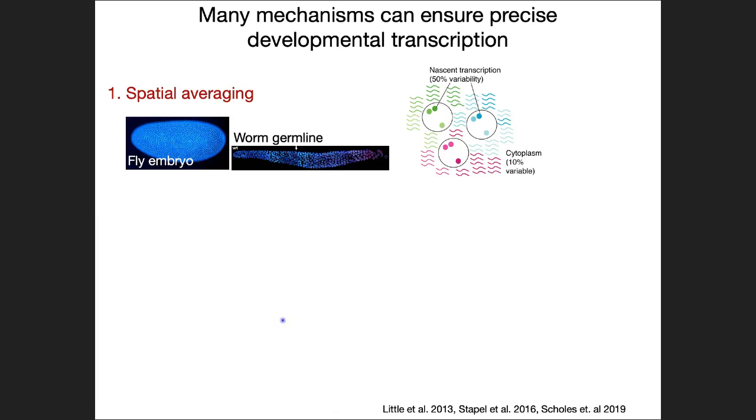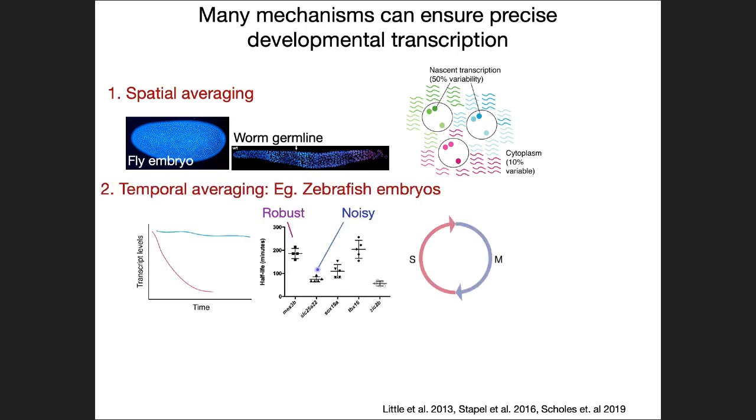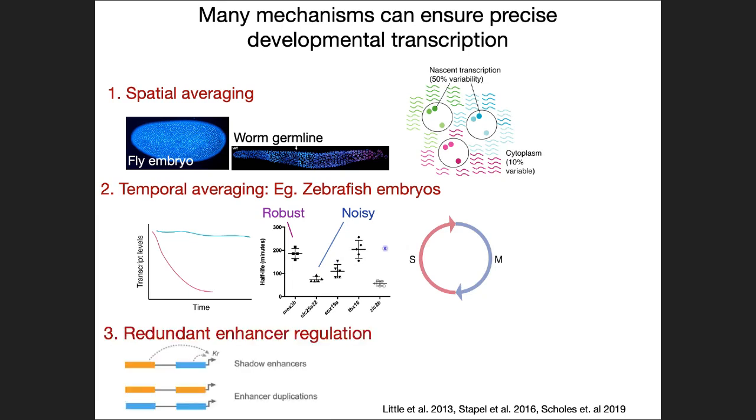Right, and this precision can come from a lot of different mechanisms. Like in the fly embryo, the blastoderm, and other tissues like the C. elegans germline is another example of this. We take advantage of spatial averaging in syncytial tissues, where individual noisy nuclei can share transcripts across the cytoplasm. In slower developing systems, you can have temporal averaging and just rely on a long time for transcripts to accumulate and achieve some steady state level.